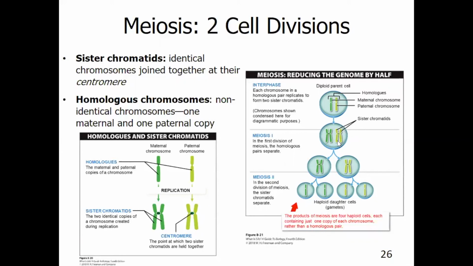In the first round of meiosis, we see these chromosomes separate. And then in the second round of meiosis, we see these sister chromatids separating so that we get the formation of 4 haploid daughter cells. And these are the gametes, the sperm or the eggs.